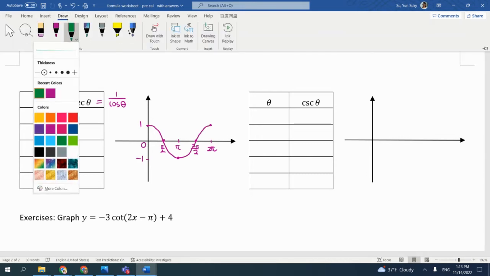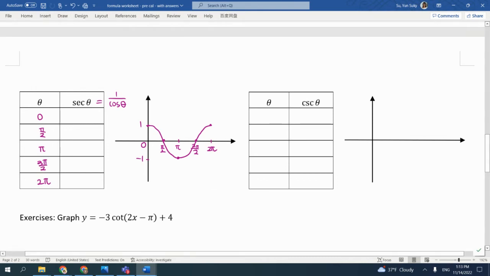Okay, so what is secant? 1 over cosine. So 1 over 1 is 1. Here, cosine is 0. 1 over 0, undefined. Therefore, we draw a vertical asymptote. 1 over -1 is -1. 1 over 0, undefined.